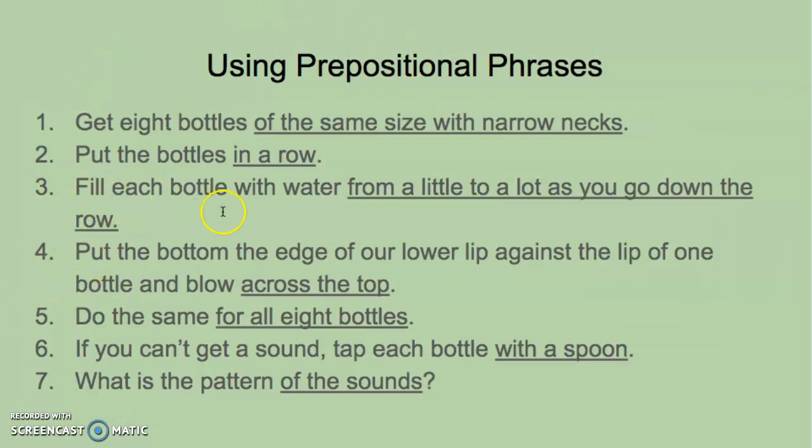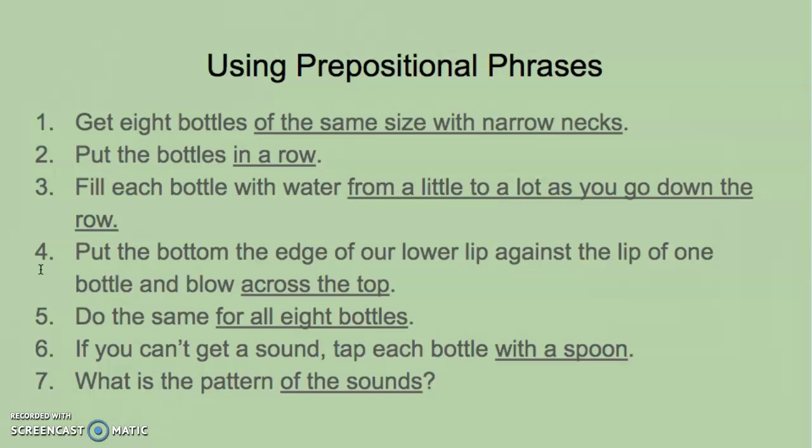Number 3 says fill each bottle with water from a little to a lot as you go down the row. Without that information, we wouldn't know how much water to put in there. Number 4 says put the bottom edge of your lower lip against the lip of one bottle and blow across the top. Without the prepositional phrase across the top, we wouldn't know where to blow. Number 5, do the same for all 8 bottles. We wouldn't know do the same for what.